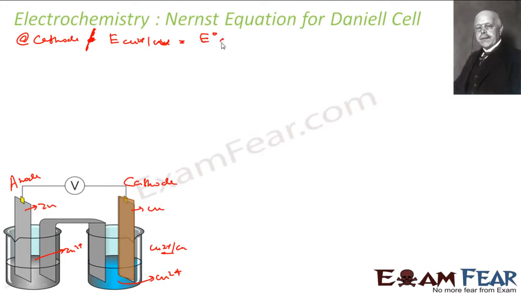E naught, which we have found to be 0.34 volt, I think, minus RT by n. How many electrons are getting transferred here? 2, right? You see, 2 electrons. So 2F ln K. What is the value of K? Let's see this reaction. Here we have Cu2+ becoming Cu solid, with 2 electrons. Then K is the concentration of copper solid, which is always 1, by the concentration of Cu2+, that is this one.